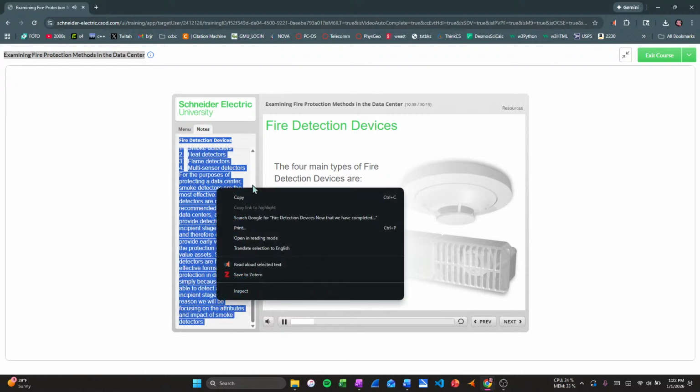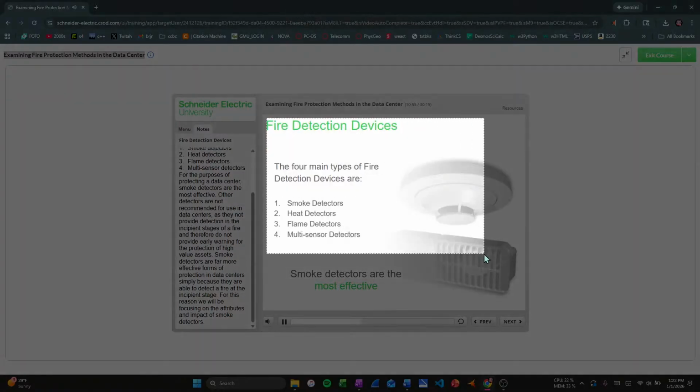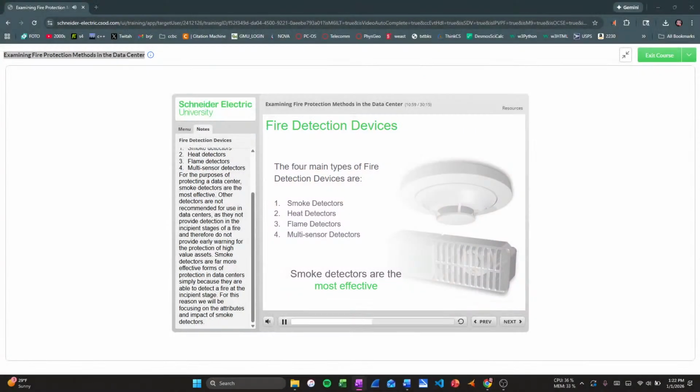There are 4 main types of fire detection devices. They are smoke detectors, heat detectors, flame detectors, and multi-sensor detectors. For the purposes of protecting a data center, smoke detectors are the most effective. Other detectors are not recommended for use in data centers, as they do not provide detection in the incipient stages of fire and therefore do not provide early warning for protection of high-value assets.